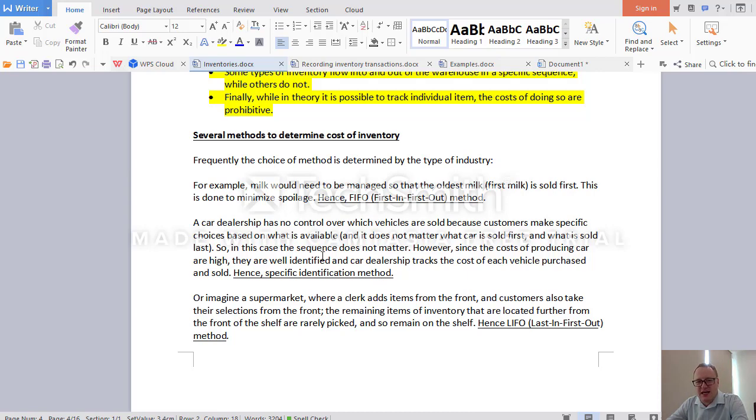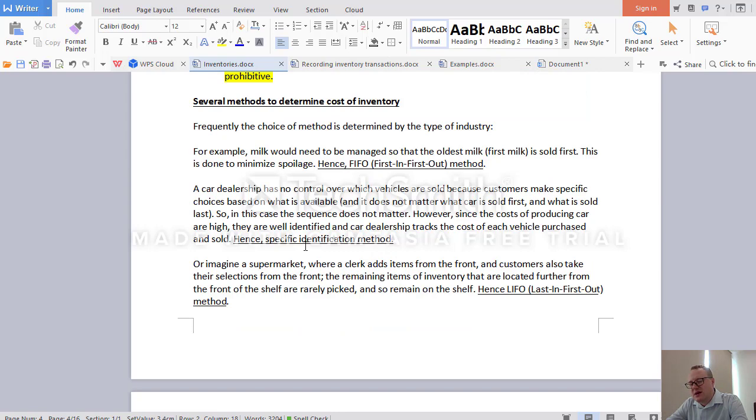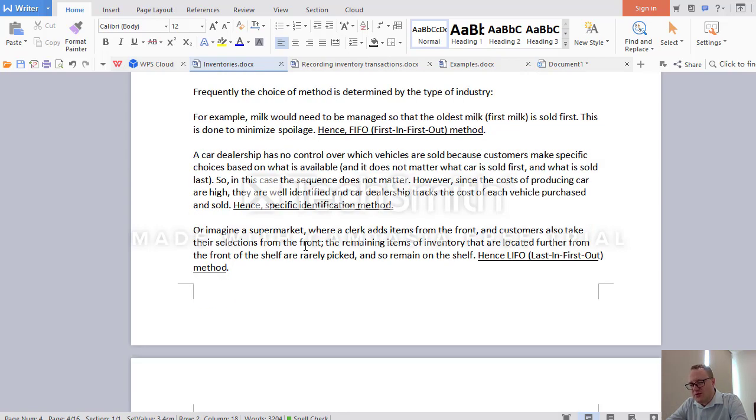Specific identification method is when you know what you purchased and what particularly you are selling. So you purchased a diamond and then you are selling that diamond. So you are tracing this particular inventory item. I'm talking here for simplicity about merchandising, where you are just buying and selling, not producing, not putting inventory into the production process.